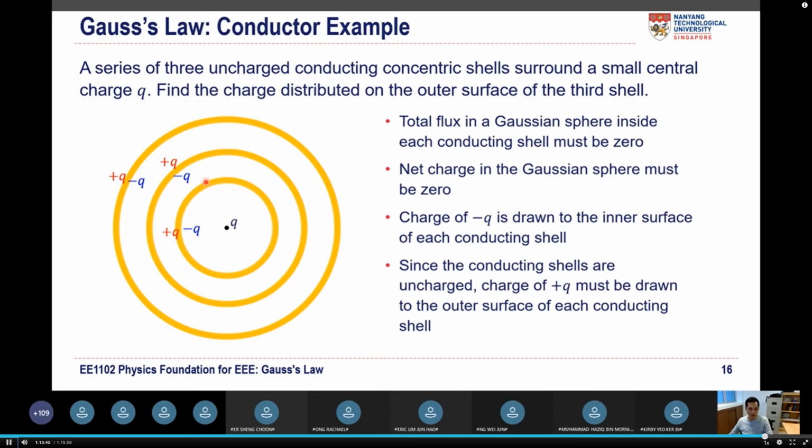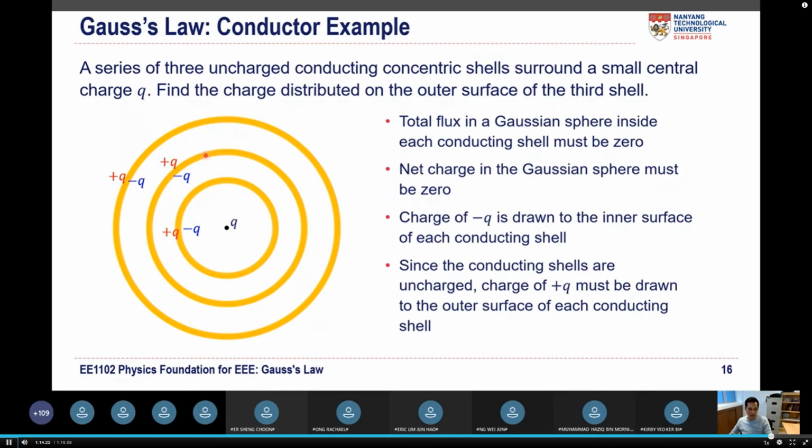Because this spherical shell is uncharged initially, if negative Q accumulates on the inner surface, then on the outer surface it must draw positive Q. The remaining charge must be positive Q there, because when I add the charge on the outer and inner surfaces together, it has to be 0, since initially it was an uncharged conducting shell.